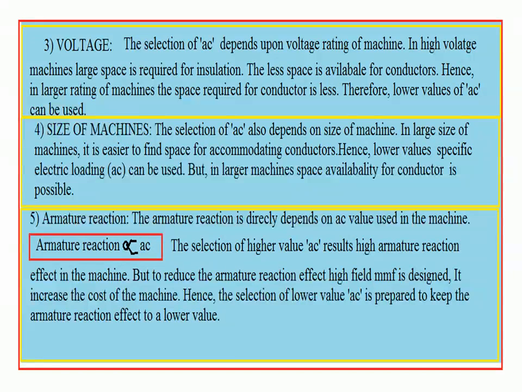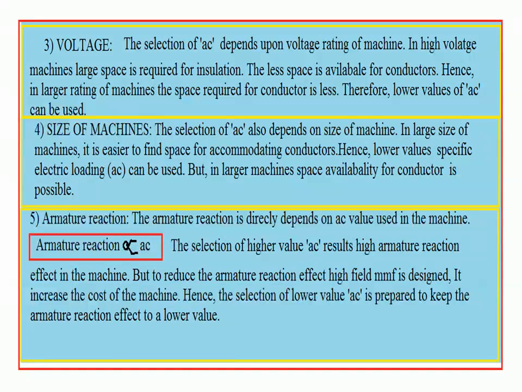Next, the size of machines. The selection of AC also depends upon size of machines. In larger machines, more space is available for accommodation of conductors. Hence, higher values of specific electric loading can be used, depending upon space availability for conductors.